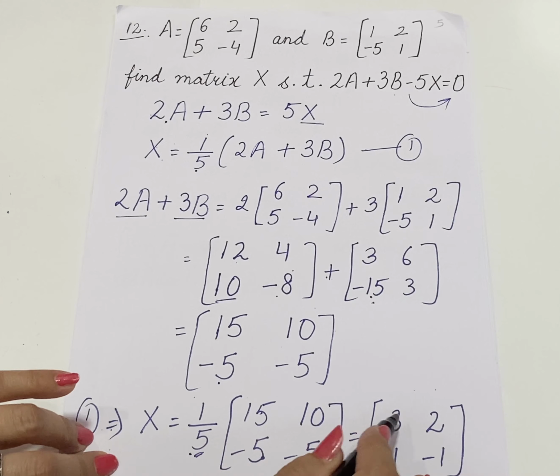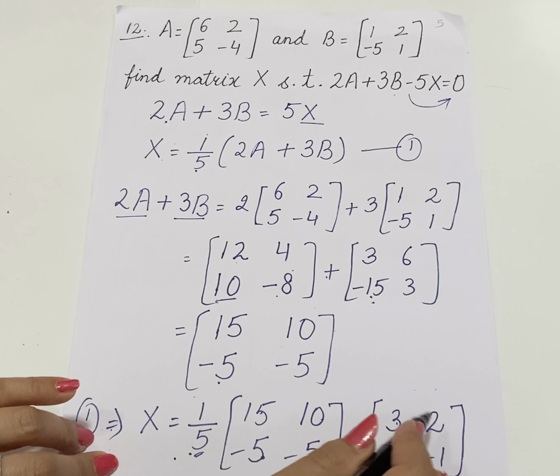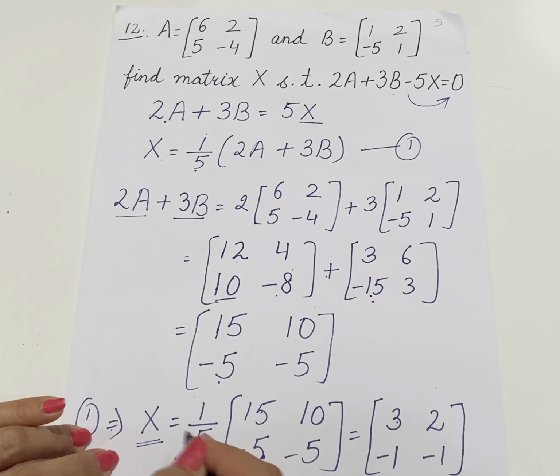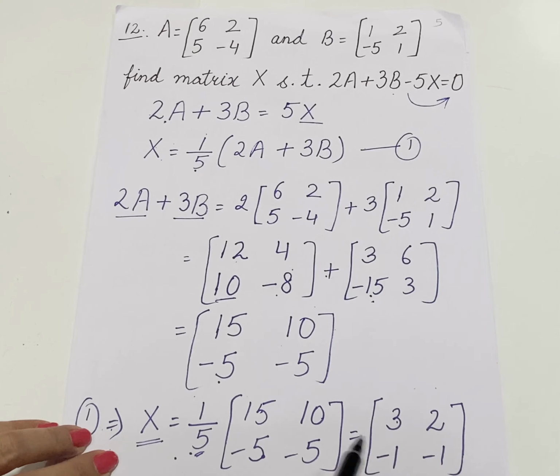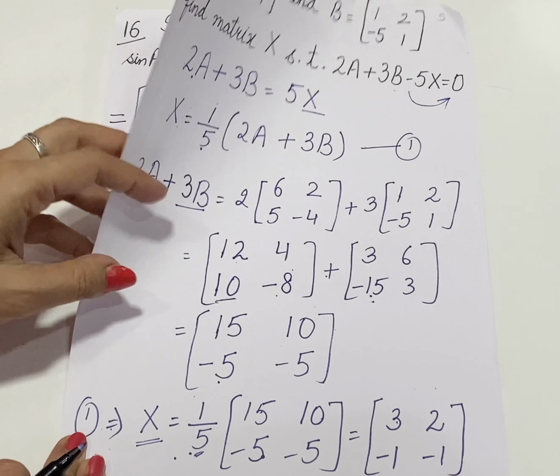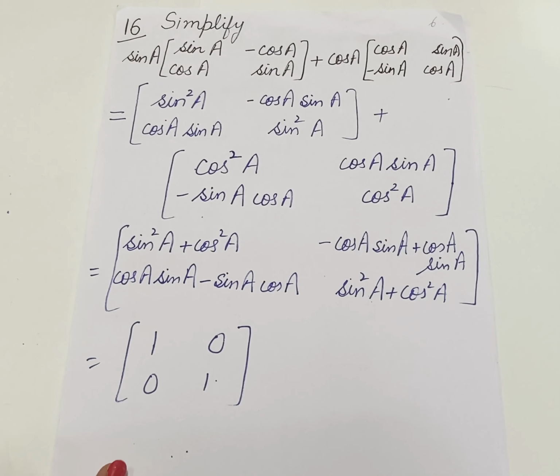So 15 upon 5, 3. 10 upon 5, 2. Minus 5 upon 5, minus 1. And this is again minus 1. So we have got the value of matrix X as 3, 2, minus 1, minus 1. Clear, students? Now see, next question number 16.